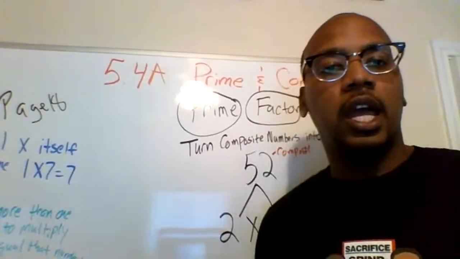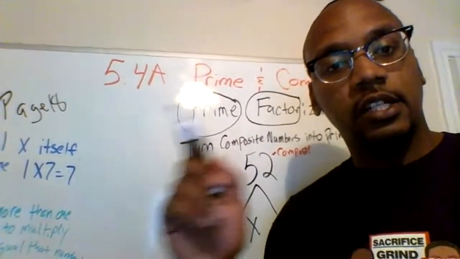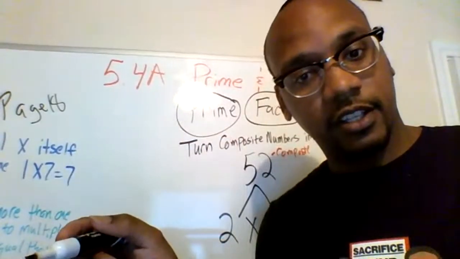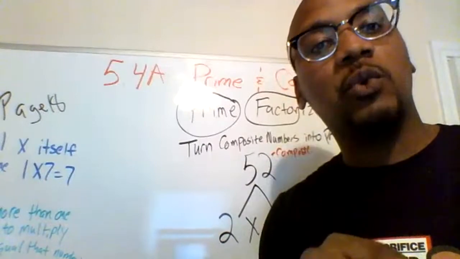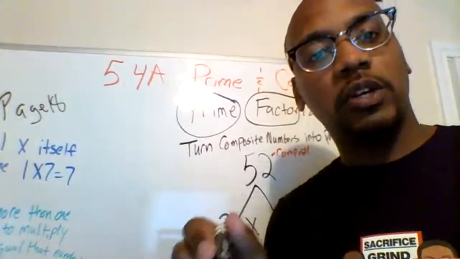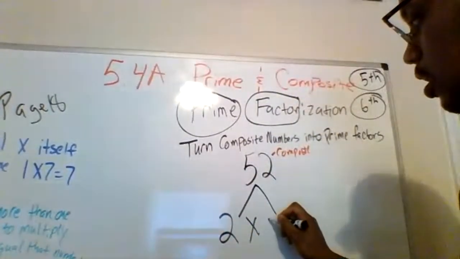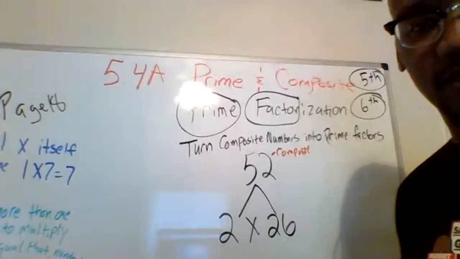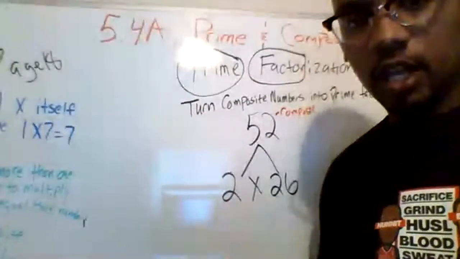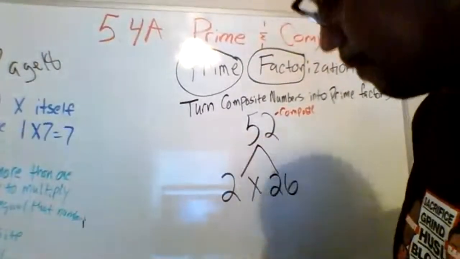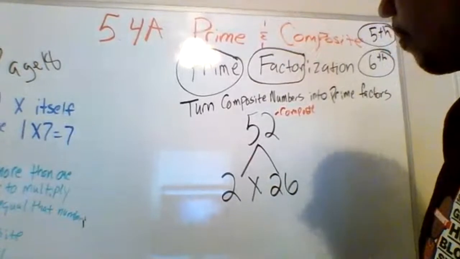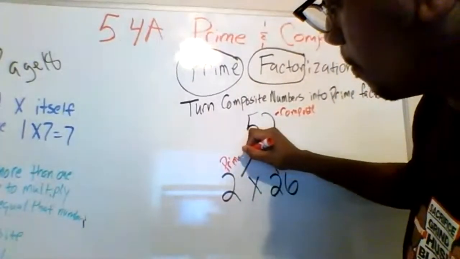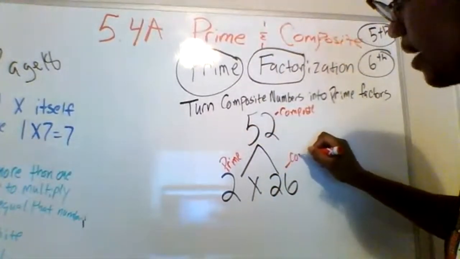So if you think about money, 2 times 25 is 50. So that means 2 times 26 is 50 with 2 more on them. So 52 is 2 times 26. Right? But 2 is prime. In 52, 2 is prime, but 26 is still composite.